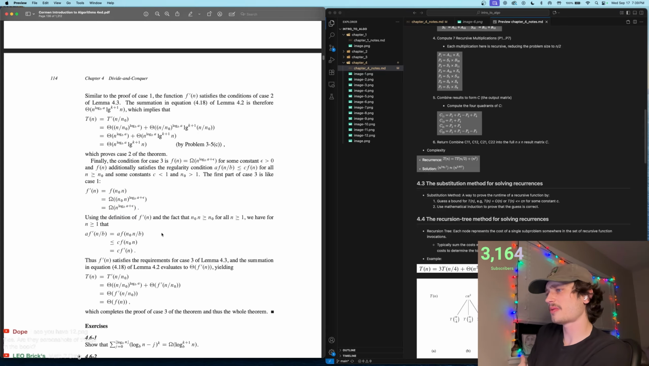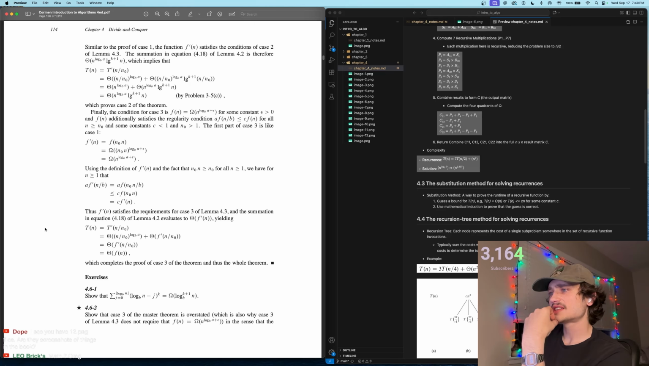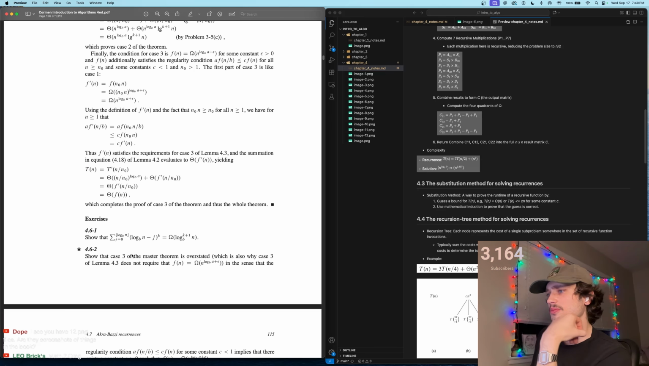Using the definition of f prime of n and the fact that n naught times n is greater than or equal to m naught, for all n greater than or equal to 1, we have that this is equal to c f prime of n. Thus, f prime of n satisfies the requirement for case 3 of lemma 4.3, and the summation of inequality 4.18 of lemma 4.2 evaluates to big theta f prime of n, yielding T of n equals big theta f of n, which completes the proof of case 3 of the theorem and thus the whole theorem.